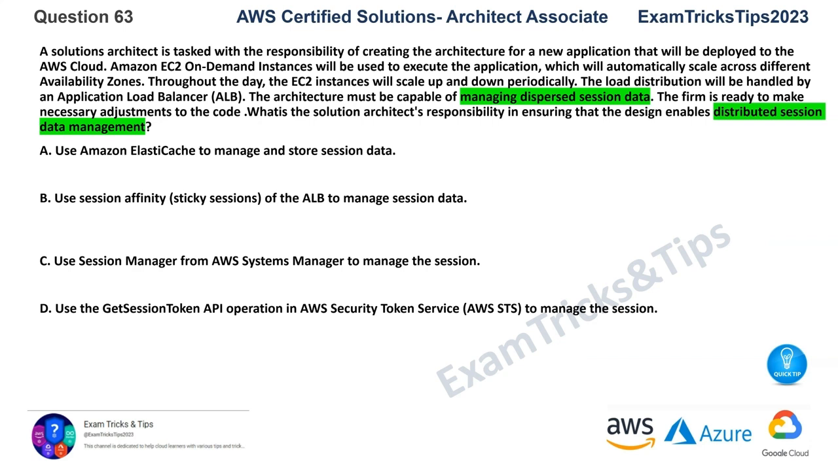So the first one wrong for me is option B. Sticky sessions is not going to be the answer for it. Sticky sessions on the load balancer route all requests from a user to the same instance, but this doesn't address the issue of session data being lost if the instance scales down.